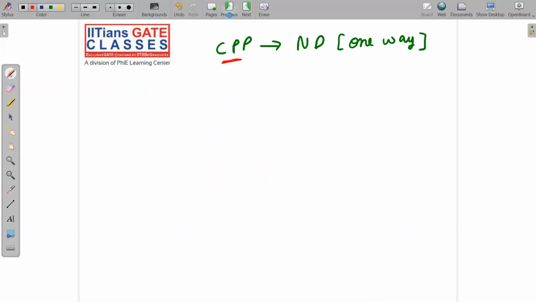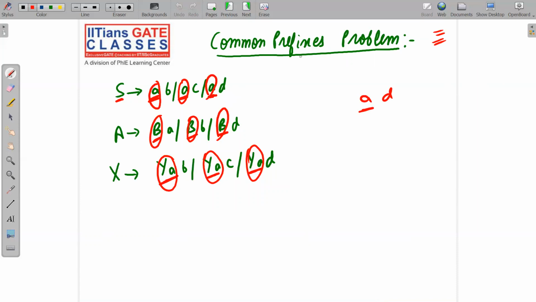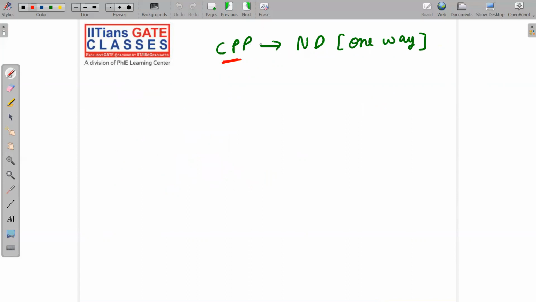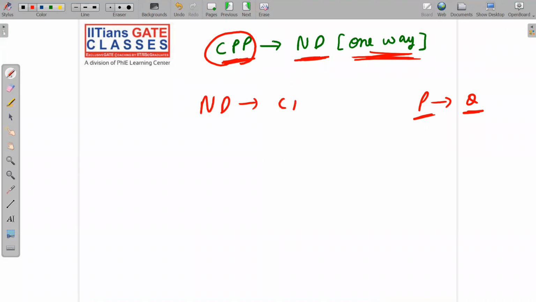And you may argue that, sir, the common prefixes problem is non-determinism only. No, it is not the case. If we have a common prefixes problem, then obviously the grammar will be non-deterministic, and it is a one-way theorem. I have written this in logic style. It means if we have a common prefixes problem, see P implies Q, you already know, if P then Q. Similarly here, if we have a common prefixes problem, then the grammar will be non-deterministic. That's it. Its converse is not true. That's why I'm saying it is one way. That means non-determinism implies common prefixes problem is false.